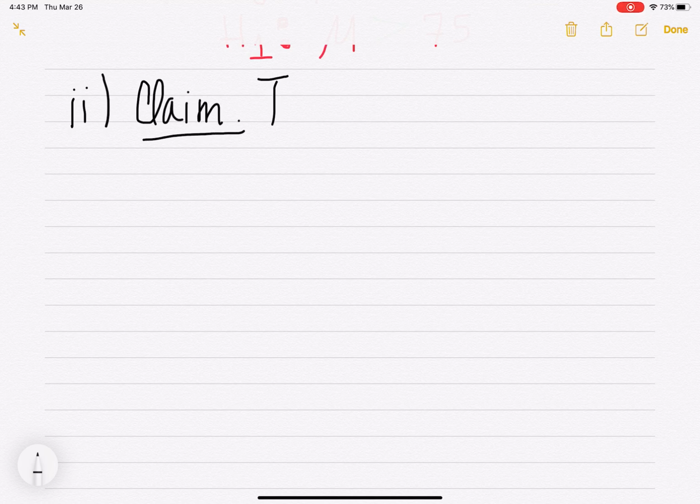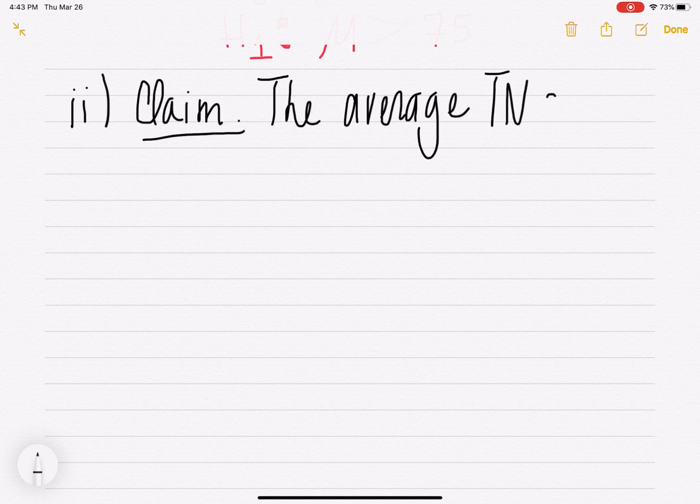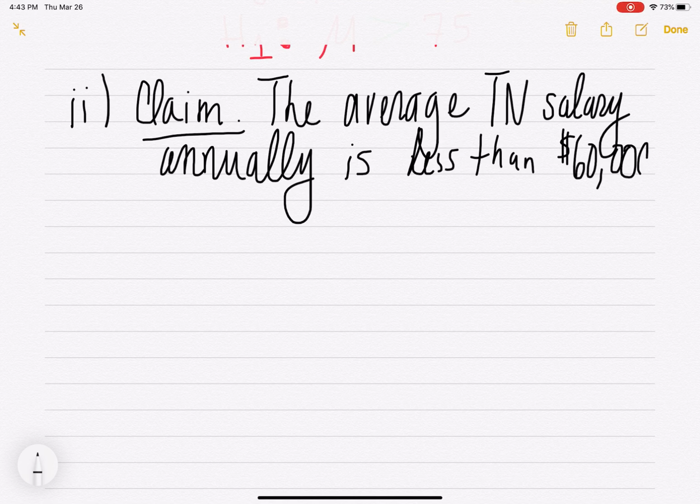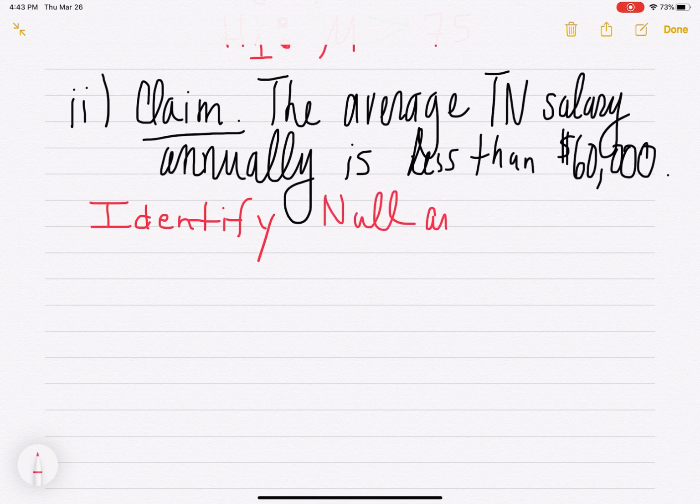Let's do another. Number 2. Here's our claim. The average Tennessee salary annually is less than $60,000 US. All right, so we want to set up a null and alternative hypothesis. Identify the null and alternative hypothesis.